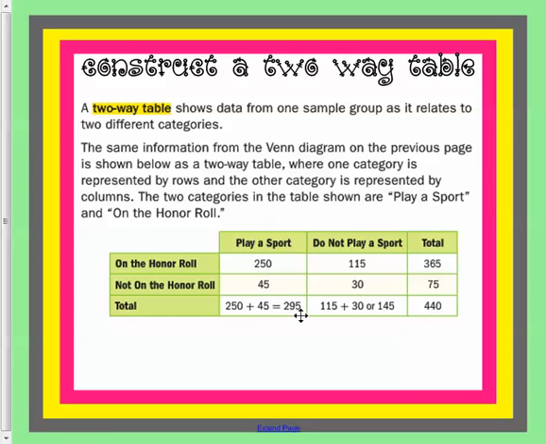So this two-way table helps us look and see how many people total play a sport. 250 plus 45, that's 295. How many total don't? 145. How many total are on the honor roll? 365. How many total are not on the honor roll? 75. And then the total of all the kids. It's just a different way of looking at things. And that's our focus today, is two-way tables. But you can use a Venn diagram if you want to help you create one.